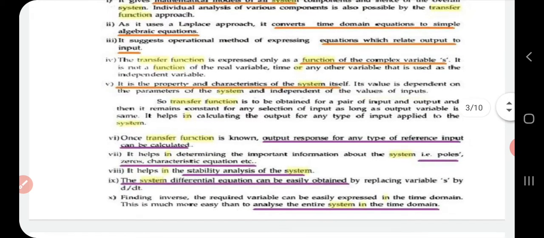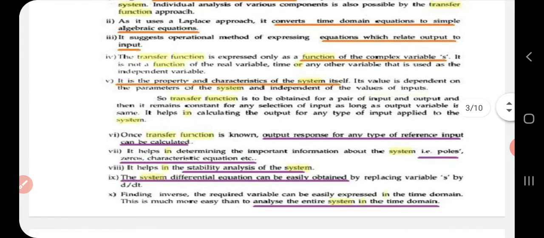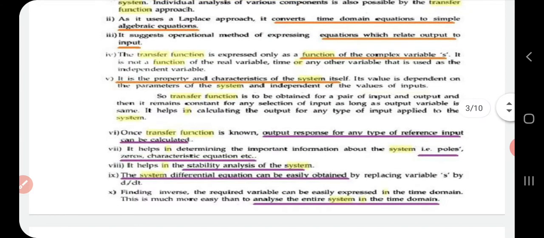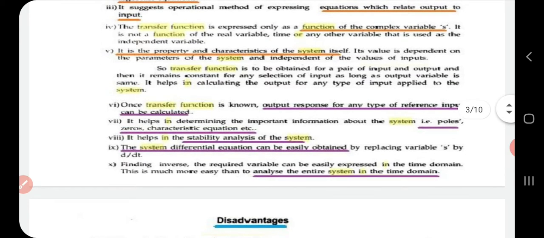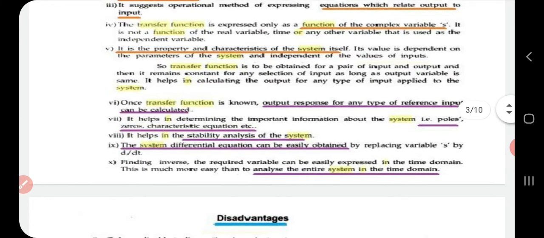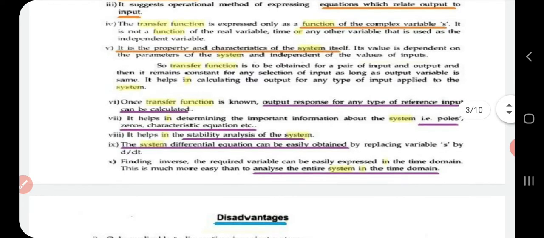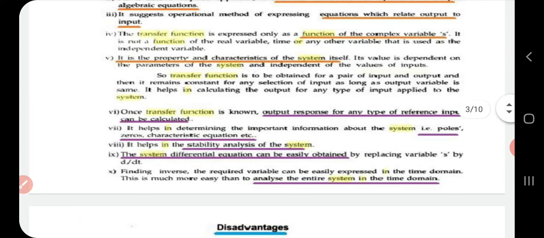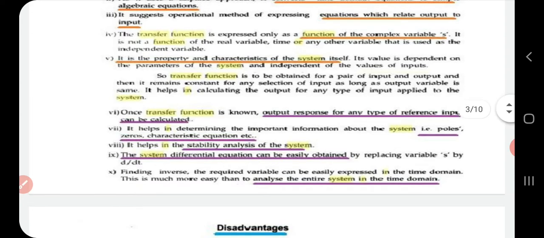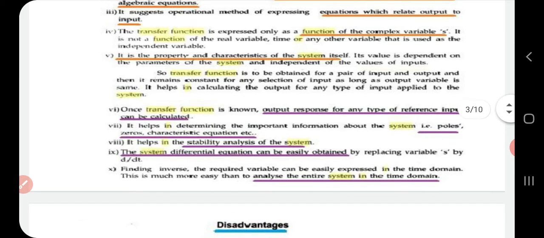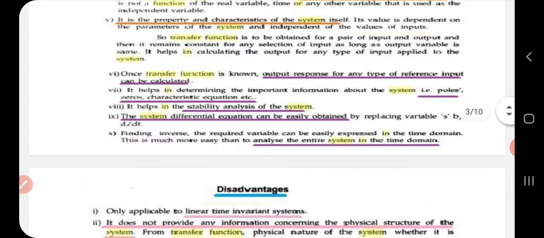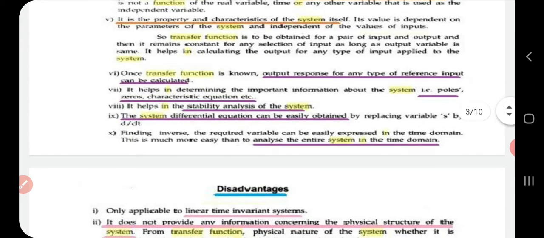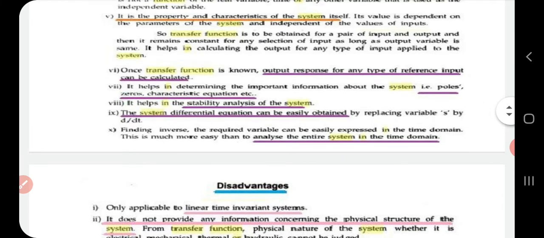The transfer function is expressed only as a function of a complex variable, say s. That is, it is not a function of a real variable. Instead it is a function of a complex variable, or any other variable used as the independent variable. Then it is the property and characteristic of the system itself. Its value depends on the parameters of the system and is independent of the values of the inputs. That is, it is purely a characteristic of the system; it depends only on the system parameters, whereas it will not depend on any values of input. So the transfer function is obtained for a pair of input and output, and then it remains constant for any selection of input as long as the output does not change.